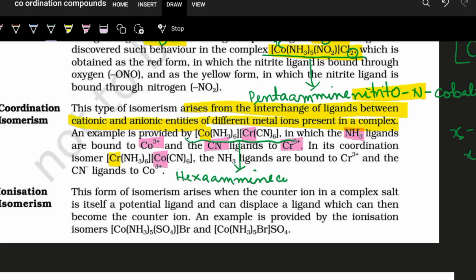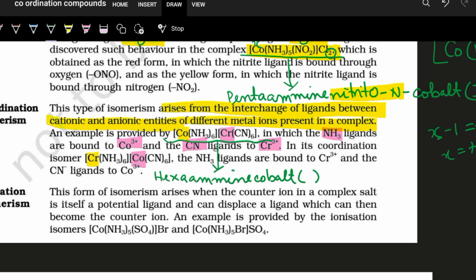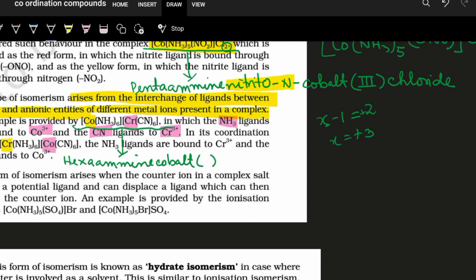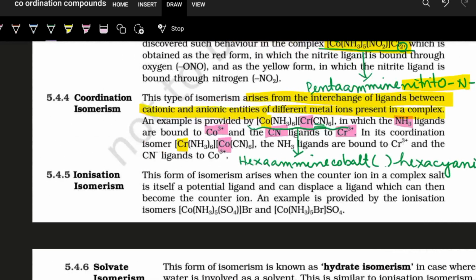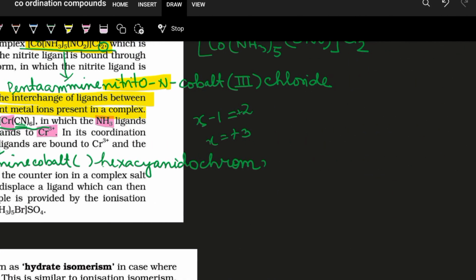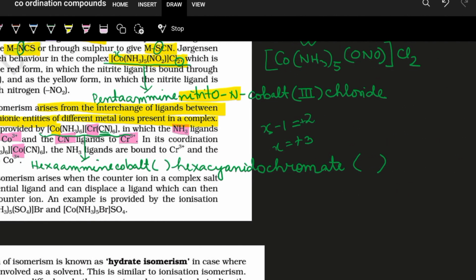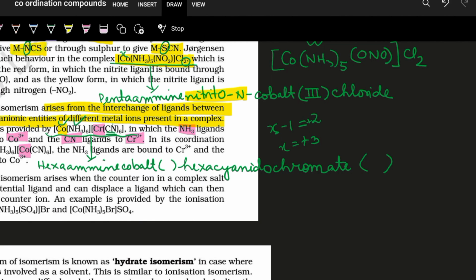Hexaamine cobalt, because it is in the positive part. We are keeping space for writing the oxidation state. This is hexacyanido. So hexacyanido, negative part written later on. So it will be chromate, we will say, not chromium. And what will be the oxidation state? NH3 is neutral, CN is -1, so 6 are there.